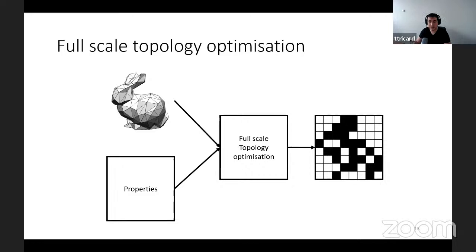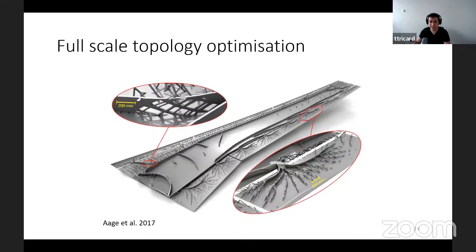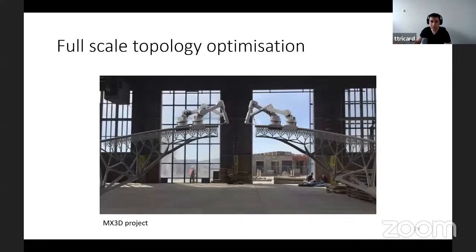So these are methods that discretize the object in finite elements and will optimize the density of each finite element so that we get the property we want. This can be used to create very impressive objects, such as this one by Aage and colleagues, where they optimize the full wing of a plane so that it can withstand the typical stress this wing withstands in real life. We can also do that to create a bridge, as here, with this bridge that is actually in place in Amsterdam, and then you can walk on.